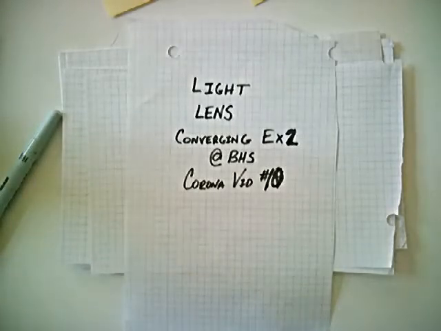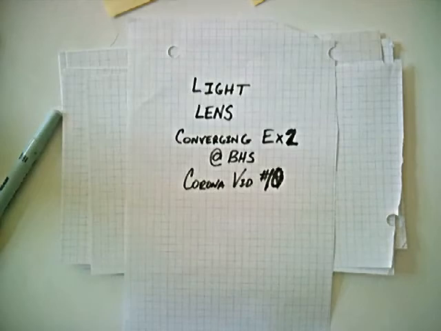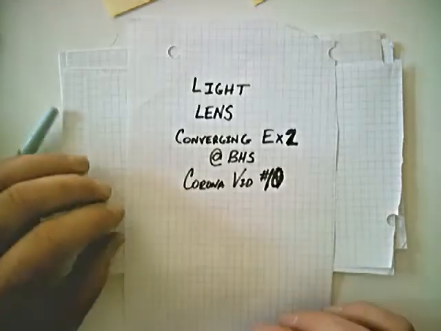Here we are again, still working on light, Corona video number 10. Still talking about lenses. Now moving the object in front of the focal for a converging lens. Alright, so here we go.